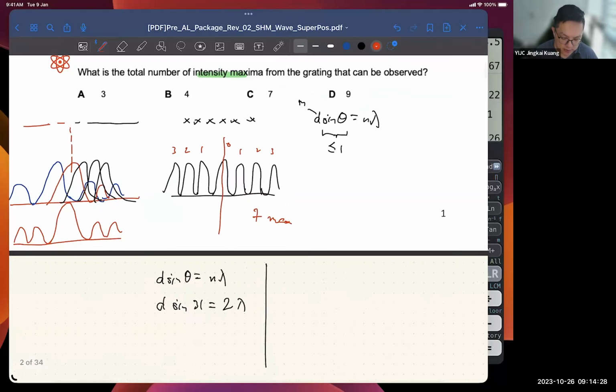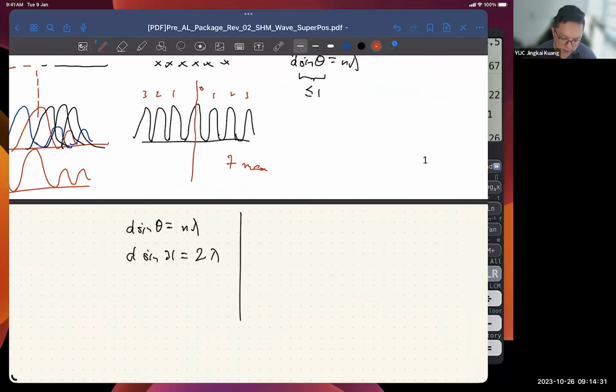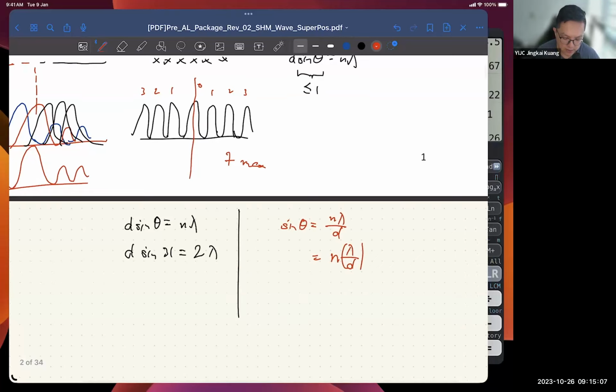Let's see what we're supposed to find. We write the equation again, d sine theta equals n lambda. We're going to make sine theta the subject, so sine theta equals n lambda over d. I cannot let my sine theta be larger than 1. So this ratio is important. First I need to know what lambda over d is, then I will sub in a value of n that does not allow the sine theta to go more than 1.